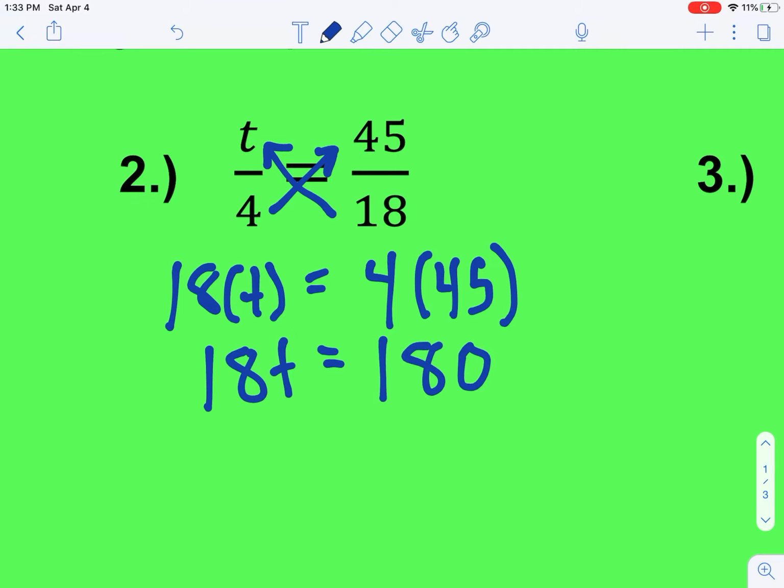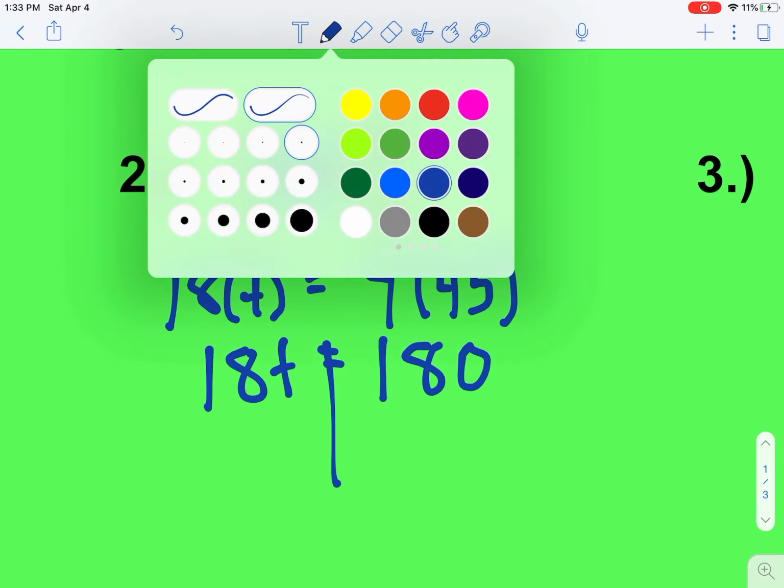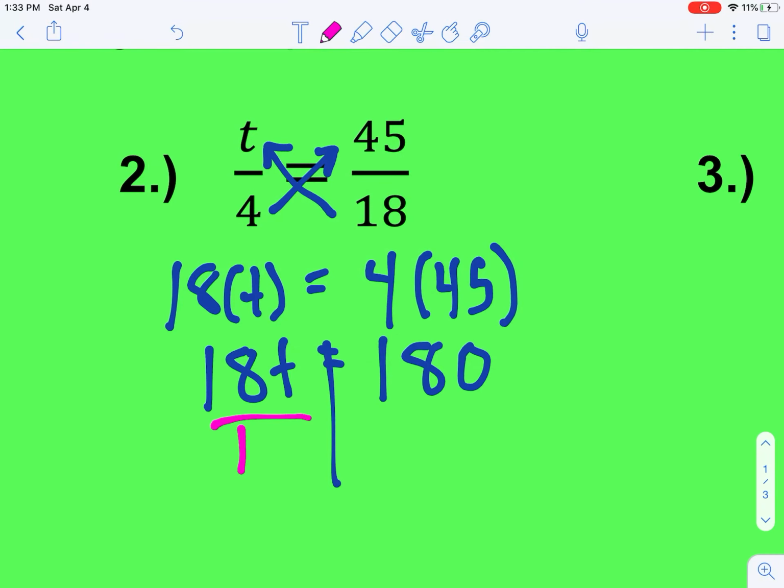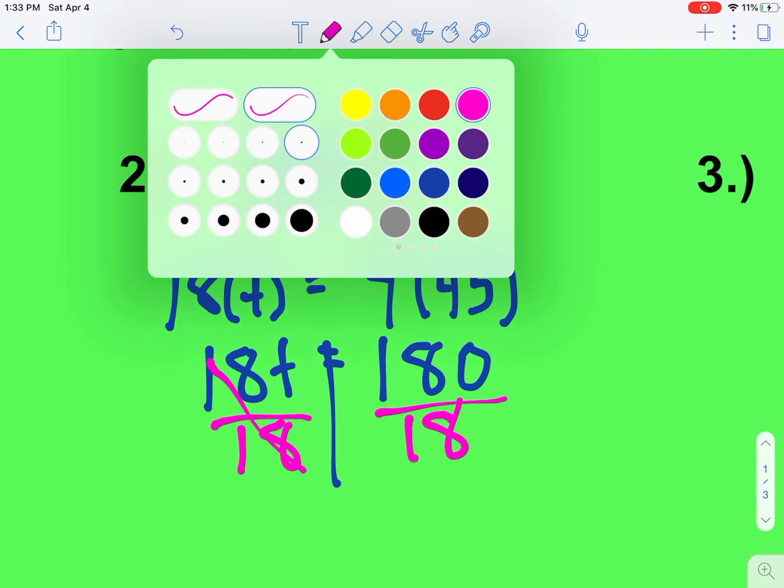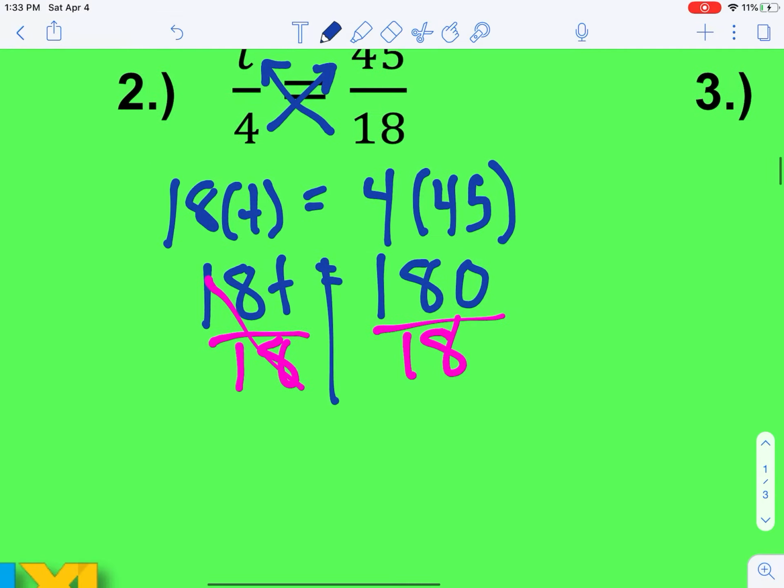Now I need to get rid of that multiplying by 18, so I'm going to draw my line, and I'm going to divide by 18. But whatever I do on one side, I need to do on the other. Those 18s cancel each other out, and I end up with t equals 10.